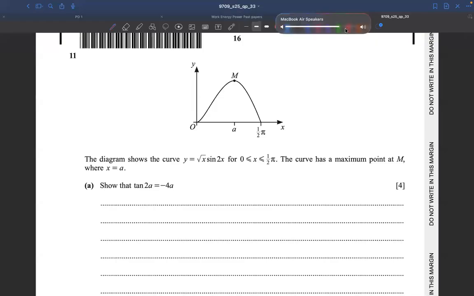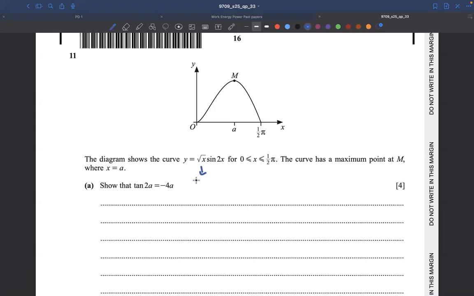In question number 11, the diagram shows the curve y is equals to root x sine 2x for x greater than 0 and less than half pi. The curve has a maximum point at M where x is equals to a. Show that tan 2a is equals to minus 4a. Now, as it has a maximum point at M, what we can do in this question is we'll first find the dy by dx and put it equals to 0.